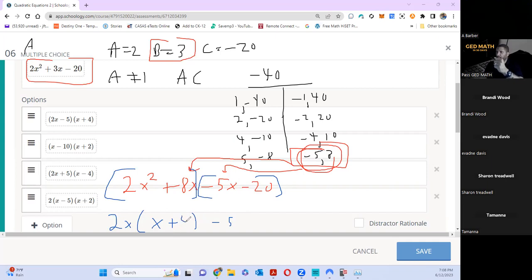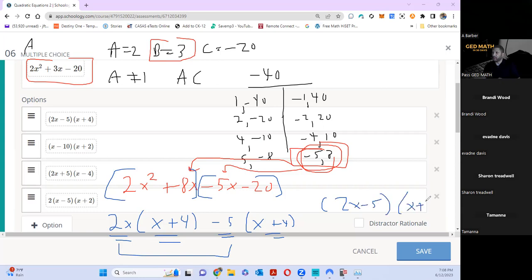I got a 4. Take a minus 5 out, I got x plus 4. You notice that they share a factor of x plus 4. So what that means is I now can combine these two. So my answer is 2x minus 5 times x plus 4. Okay, this is how you solve this question algebraically.